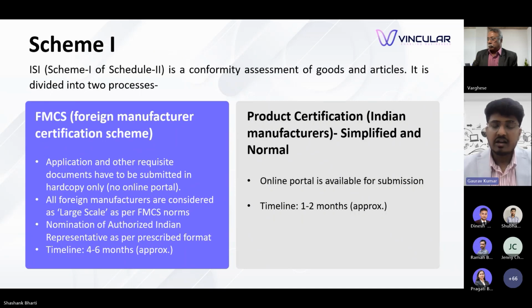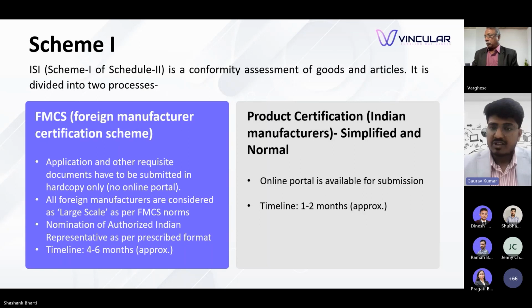Now, with the intent of extending ease of doing business for domestic manufacturers, BIS gives some fee waiver and fee relaxation for micro, small and medium enterprises, considering their annual turnover. At the same time, if you are a foreign manufacturer, by default, you will be considered large scale and there will be no fee relaxation extended to you.